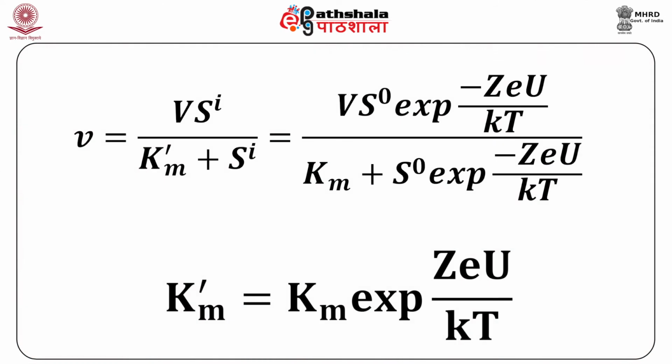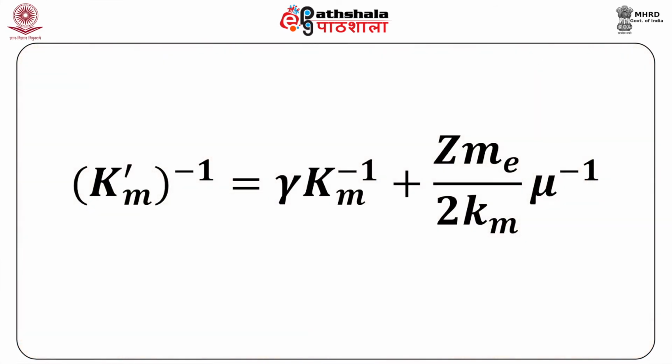If we assume that the enzyme follows Michaelis-Menten kinetics, the effect of substrate concentration on the rate of the enzyme action will be estimated by combining the Michaelis-Menten equation with the above mentioned equation. This will give the expression as shown on your screen. In the equation, Km prime is the apparent Michaelis constant of the immobilized enzyme. Km is the Michaelis constant of the free enzyme. It can be inferred that when Ze and U are of the same sign, then Km prime is greater than Km, but if the charges are opposite, then Km prime is less than Km.